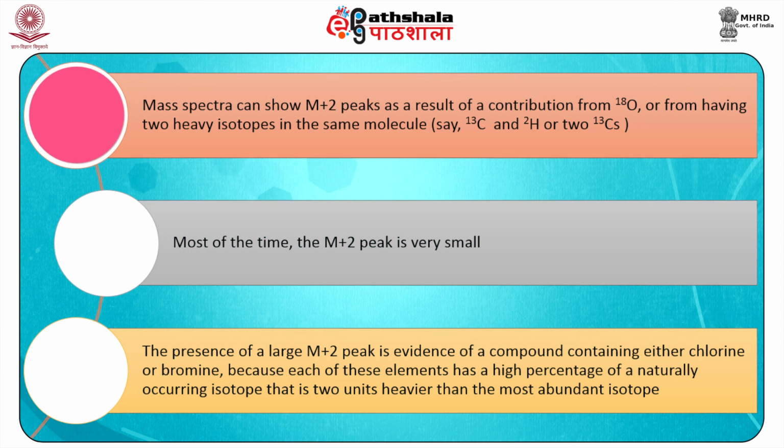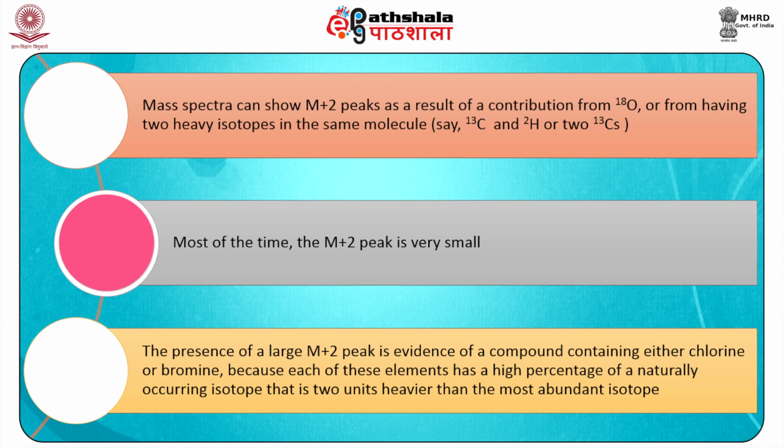Now the mass spectra can show M+2 peaks as a result of the contribution from 18 oxygen or from 2 heavy isotopes in the same molecule, that is 13C and 2H or deuterium, or 2 13Cs.